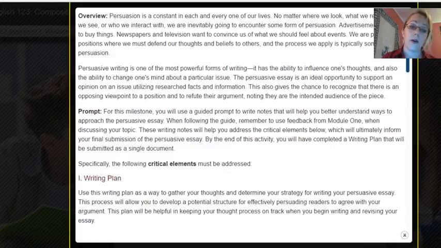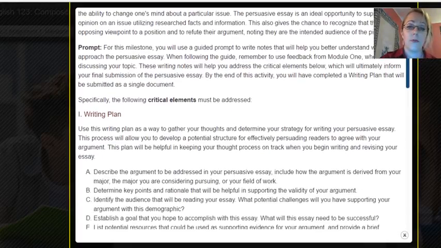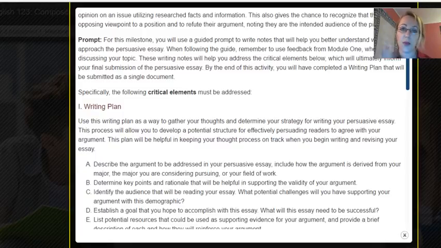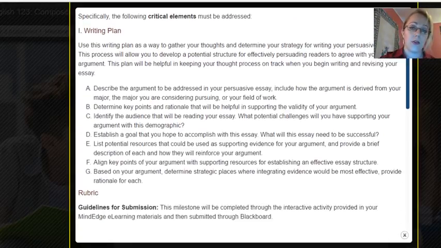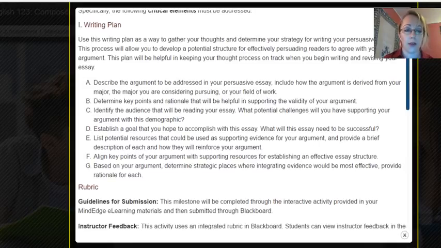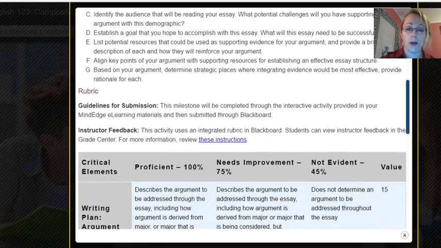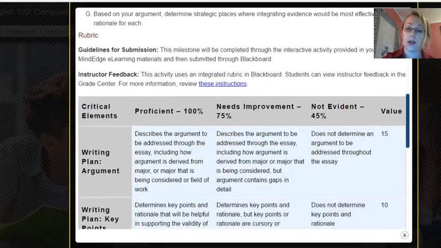All right, so for this milestone, we're going to be using our guided prompts to write notes to help you start thinking about that persuasive essay. We want to pay attention to our critical elements in our writing plan. Remember, we've got those 7 questions that we'll be answering our prompts for. You need to be sure to do your interactive activity in MindEdge and also submit it in Blackboard.